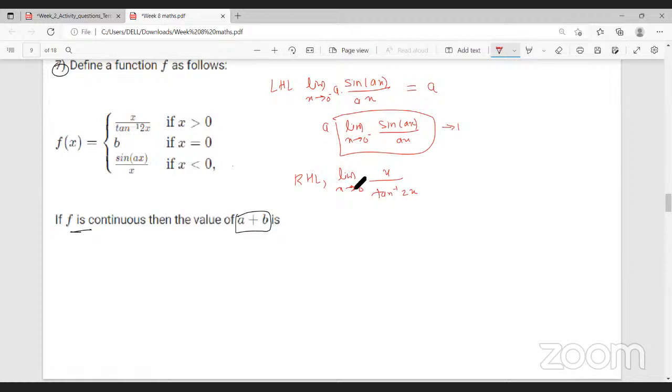So for that, what do we do? Sir, if we put L'Hopital's rule. Here, the limit is 0 by 0, 0 by 0, an indeterminate form, right? Yes, sir. So we have to differentiate the numerator and the denominator.